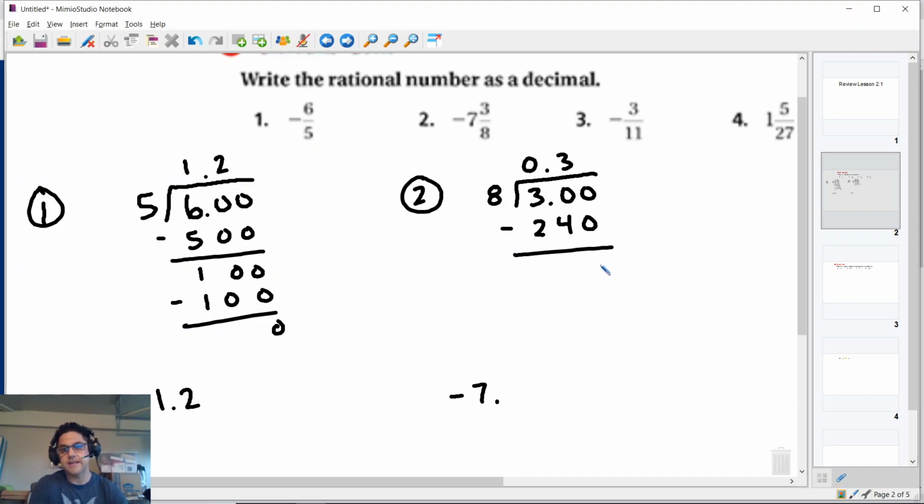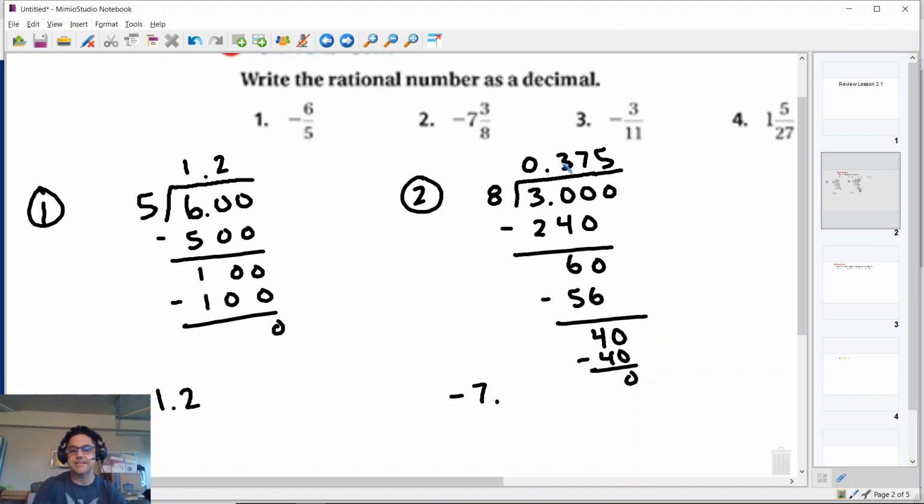I subtract. It's going to give me 60. 8 times 7 is 56. I'm going to go ahead and put an additional 0 there. So it's really going to give me a 40. 8 times 5 is 40, so I can go ahead and recognize that I do have a terminating decimal. So I got negative 7.375.